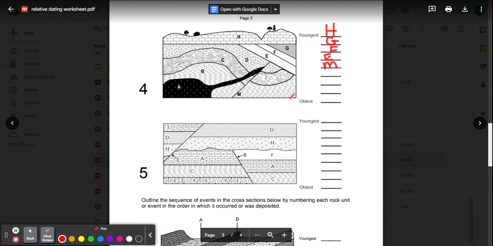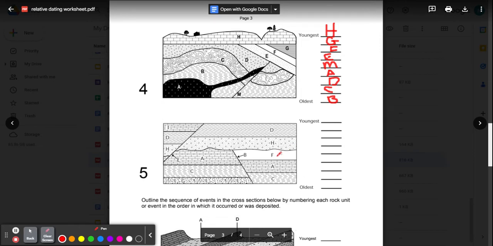Okay, so there's M. But then you notice there's no cut of rock over here to show that A went through the line. But A comes all the way through D, so A would be the next youngest. And then I would say it's layer D, C, and then B. Okay, if you got something different, let me know, but I'm pretty confident that is the order.